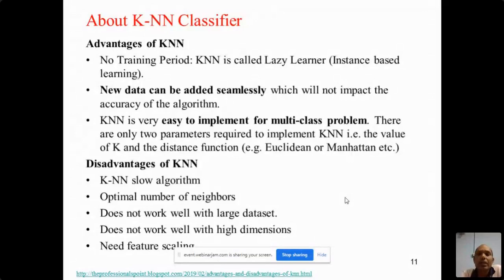Now, what are the disadvantages of this algorithm? As you observed, k nearest neighbor is a very slow algorithm, because every time you are repeating the procedure. The second point is the optimal number of neighbors. Deciding the value of k in nearest neighbor is a challenging task, so that is one of the problems. The third point is that it doesn't work well with large data sets.